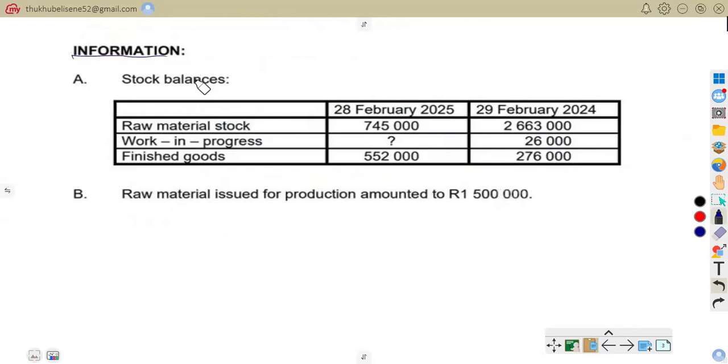Now let us move to the information. Information A is all about stock balances. As you can see, we have raw material stock for 28 February when we started our year, and for 28 February 2025, which is our year end. Also, we have work in progress and finished goods. But in information B, it says raw material issued for production amounted to 1,500,000.